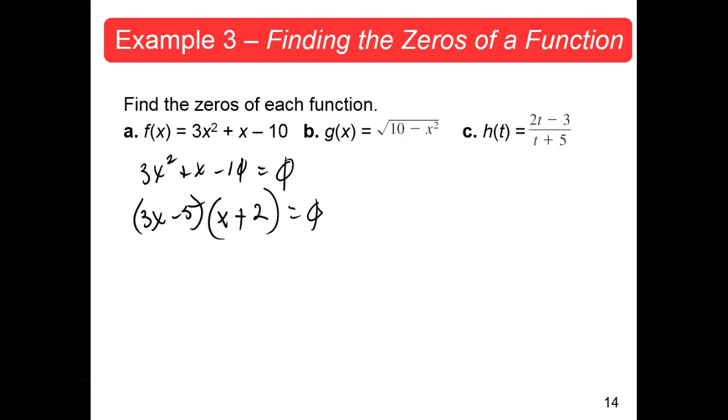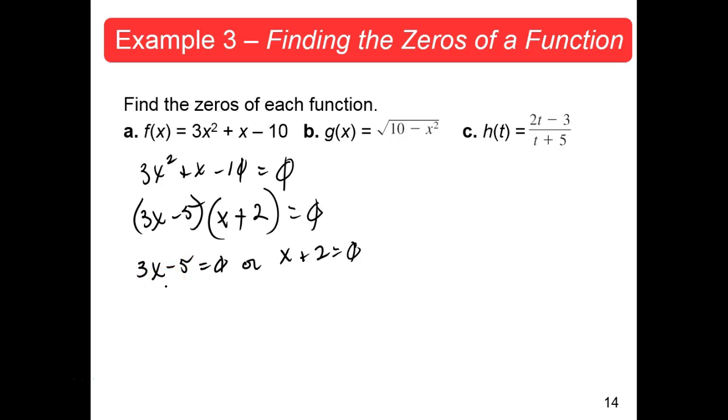What do we do now? Set each of those equal to 0. So either 3x minus 5 is equal to 0, or x plus 2 is equal to 0. Because if two things multiply to be 0, one of them's got to be 0. Well, at least one of them. Maybe both.